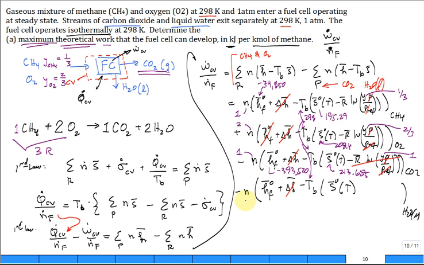And then the coefficient for the water, 2. Enthalpy of formation liquid water, negative 285,830. And the absolute entropy, 69.95. When we make that computation, we find that W dot CV divided by N dot fuel comes in at around 813,000, and I'll just round it off to there, kilojoules per kilomole.